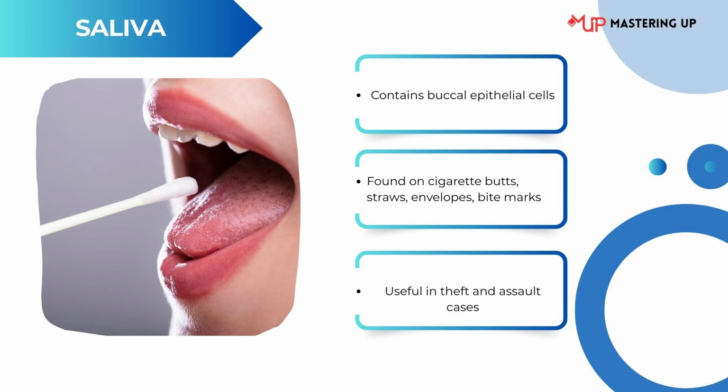This type of evidence is especially useful in theft and assault cases, where a suspect may leave behind traces without realizing it. For example, biting a victim, smoking at a scene, or spitting during a struggle can all leave saliva deposits. When collected and tested properly, saliva can help investigators link a person to a specific object or location, making it an important tool in criminal investigation.